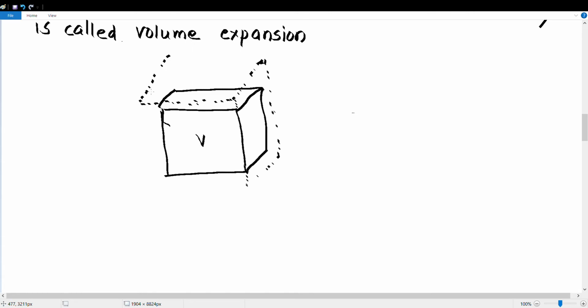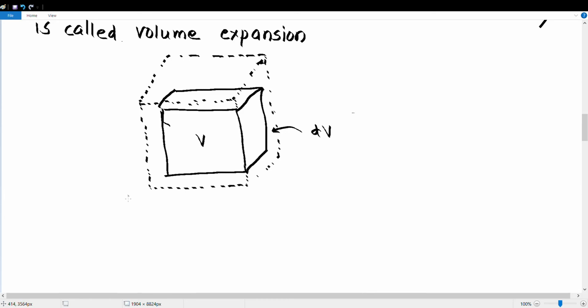Or get it? This cube expands in all directions. This should be our new cube. So this is the change in volume, del V.